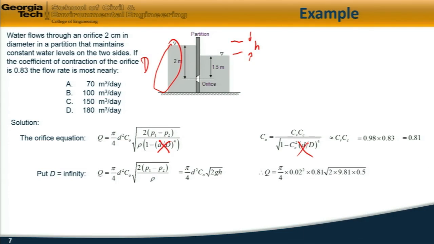And now we can substitute into the equation, and the answer is 7.97 times 10 to the minus 4 cubic meters per second. Multiplying that by 86,400, which is the number of seconds in a day, we get our answer: 68.9 cubic meters per day. So the closest answer is A. And this completes our discussion of flow meters.